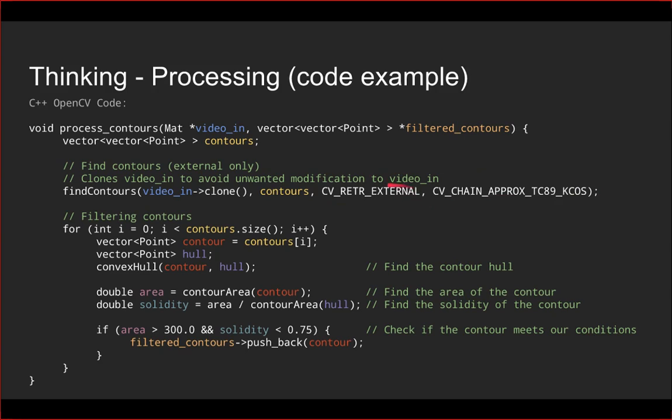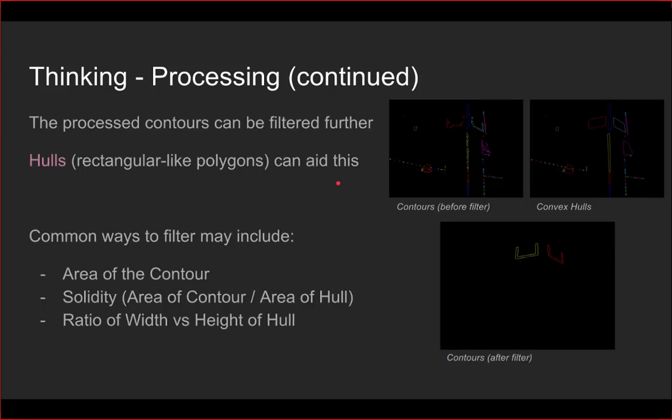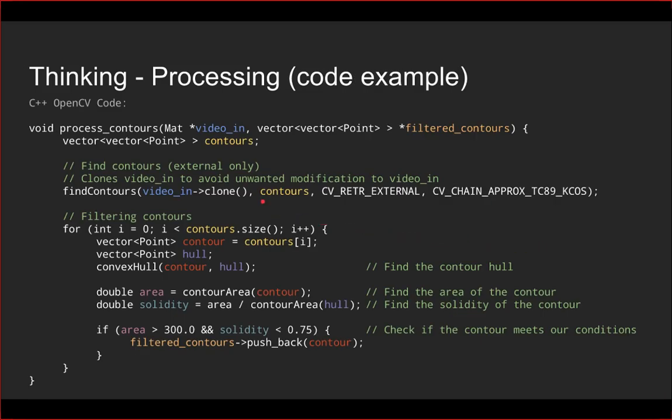In this case, we're only selecting external ones. What that means is that if they had little contours inside of them, inside of their own little things, we're ignoring them. Next up, this argument here is just the algorithm that we use to find the contours. For FRC terms, this is pretty much a constant. You don't have to worry about changing this value.